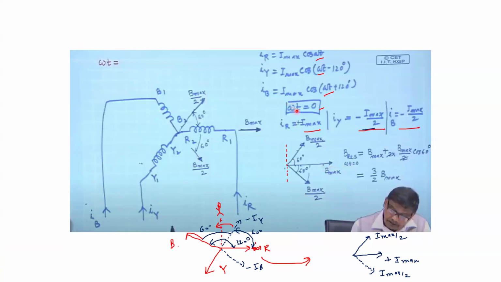Okay, so this is omega t equal to 0. We are just trying to see what the overall resultant MMF magnitude will be at omega t equal to 0. If you put omega t equal to 0 in the current expressions, IR cos 0 is IR, equal to Imax. And then IY, if you put cos of 120, becomes minus Imax by 2, and again cos of plus 120 also gives minus Imax by 2.